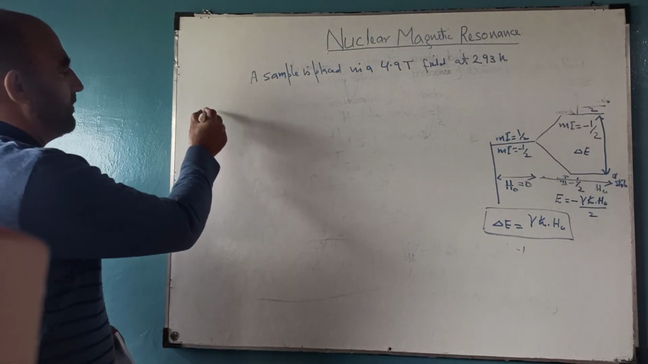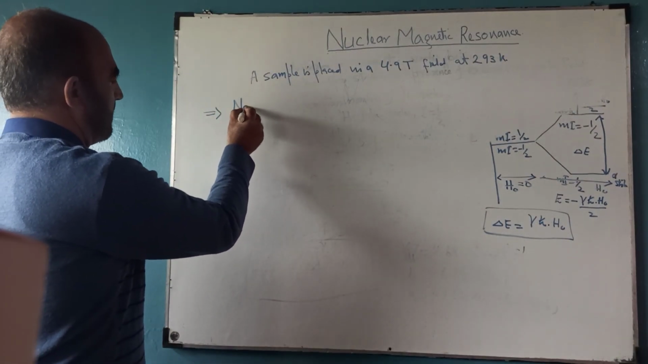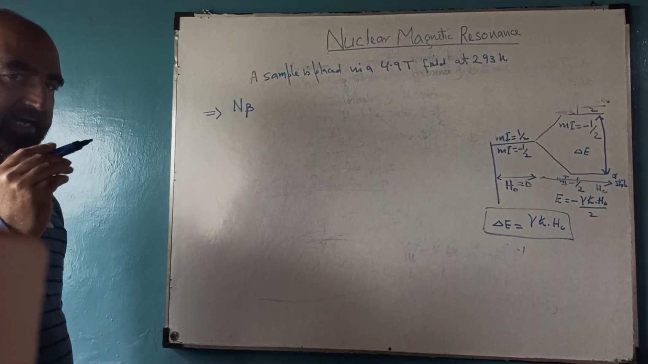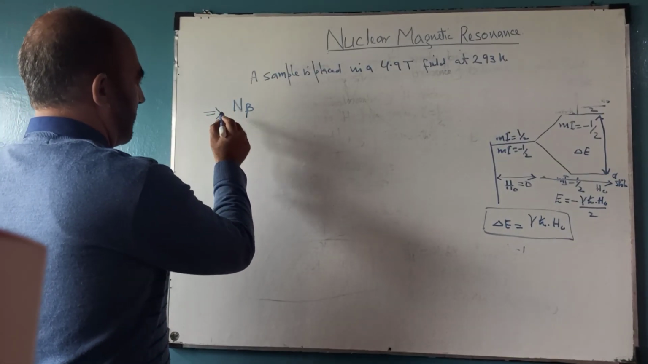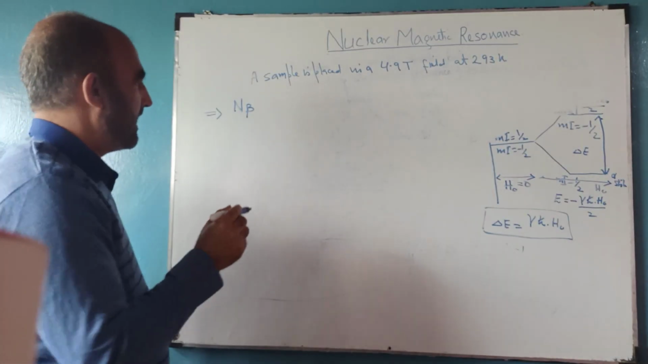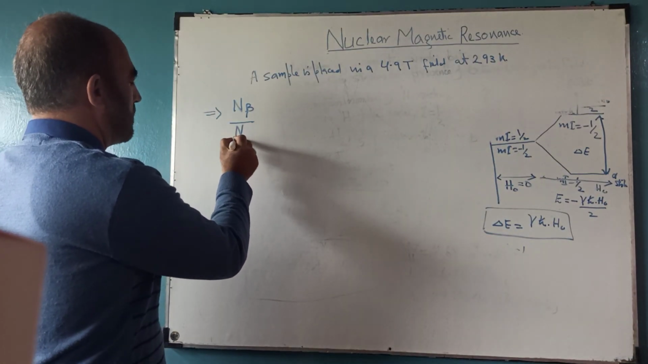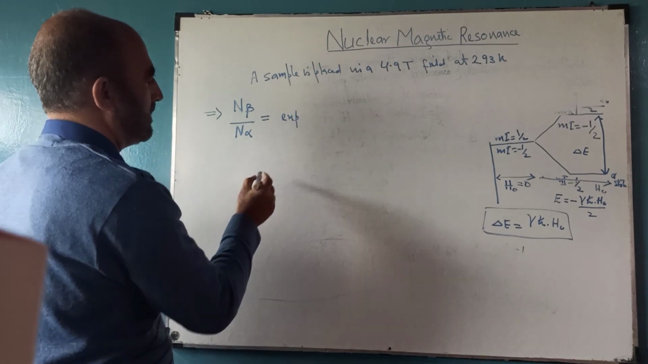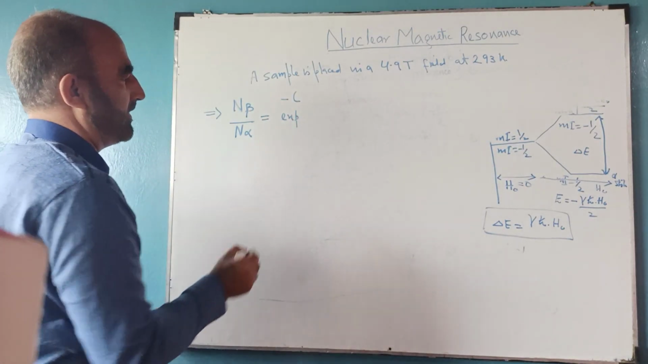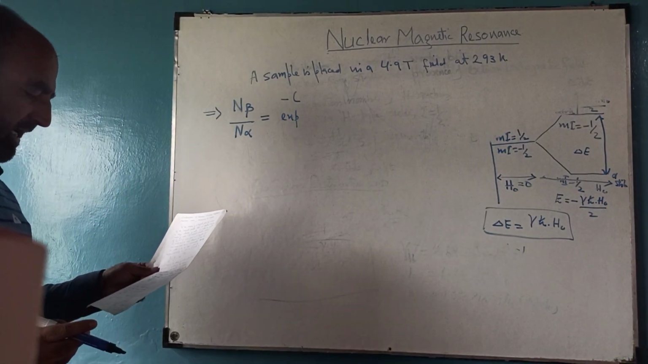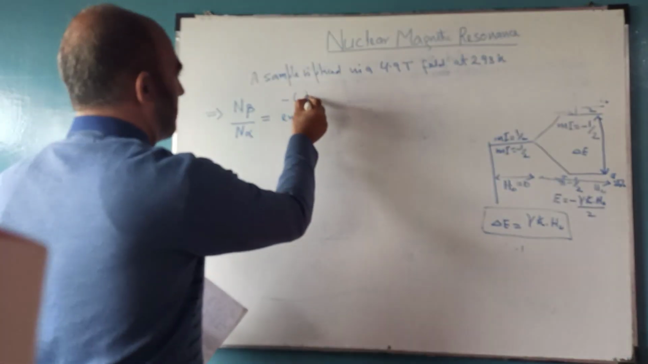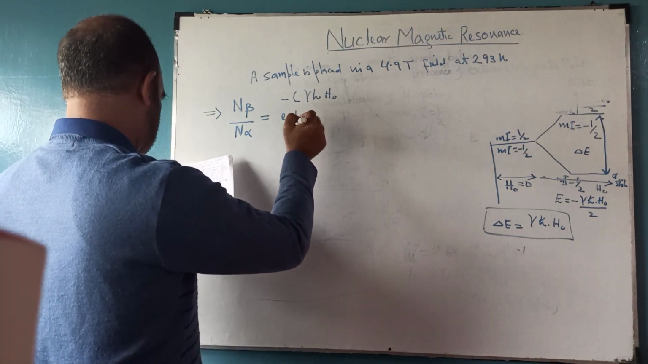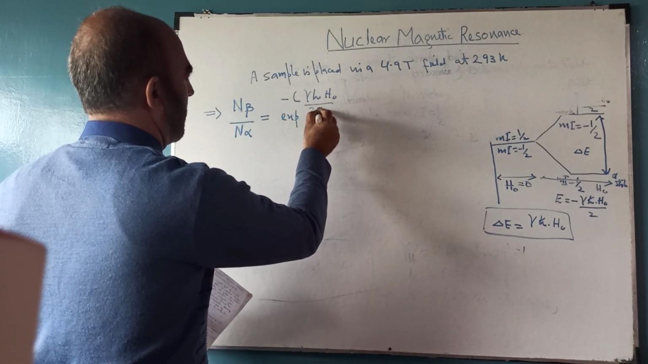How do we do it? We'll use this equation. The ratio of the number of protons in the higher state, the beta state, to the number of protons in the alpha state, will be equal to exponential minus delta E by kT, which in this case is gamma h H naught by 2 pi kT.